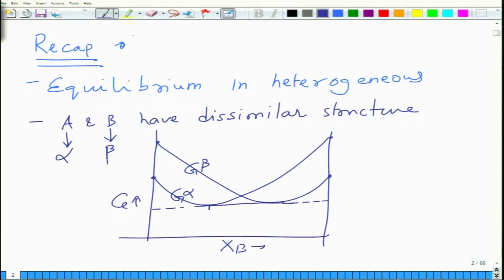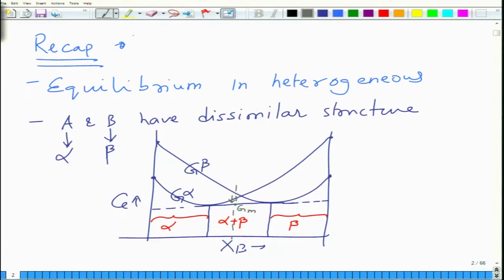and this common tangent defines the boundary up to which single phases can exist on either the A rich side and the B rich side. This will be alpha, this would be beta, and in between you will have a two phase mixture alpha plus beta. If you have this overall composition, then the free energy of this mixture will be this, which is G mixture, as compared to this or that. So free energy is going down and will stabilize at this point.